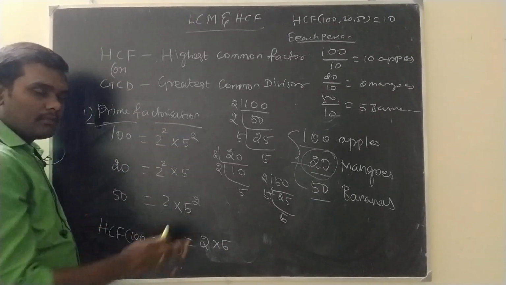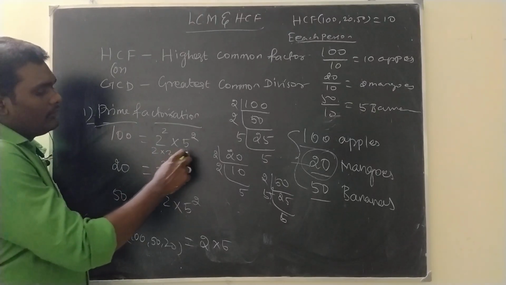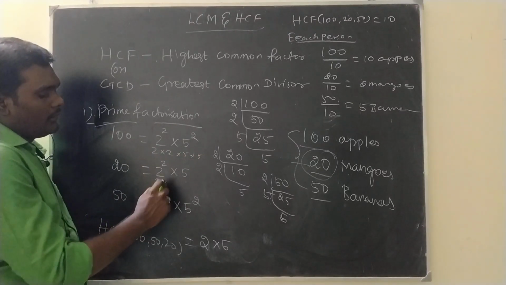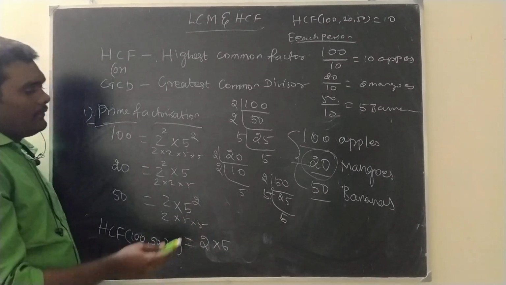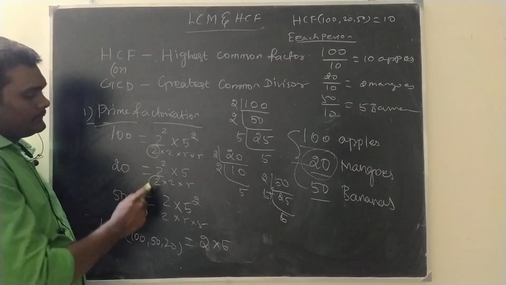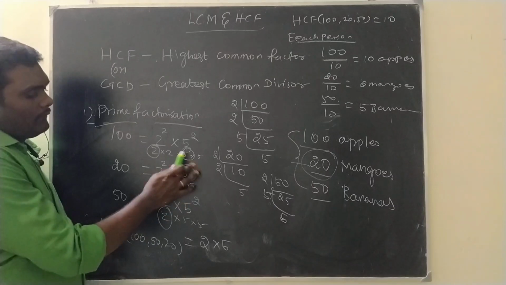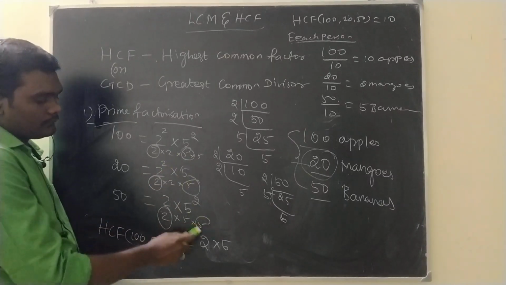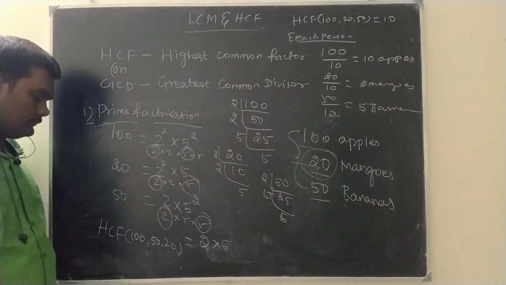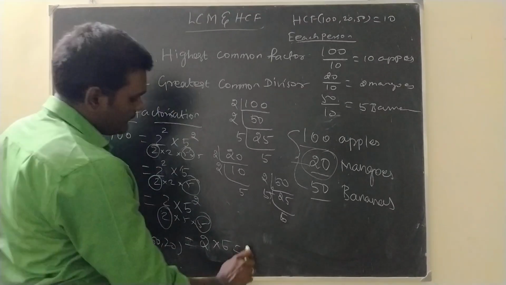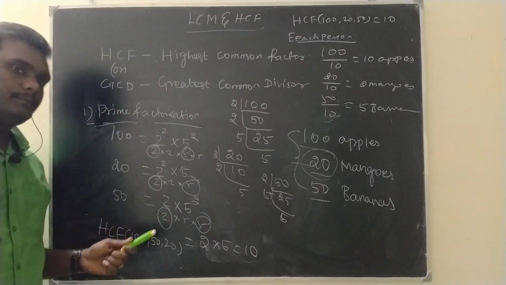If you are getting confused, we can write this like 2 into 2 into 5 into 5. Here 2 into 2 into 5. Here 2 into 5 into 5. And we can mark what are all the common things. One 2 is common and one 5 is common. Other than that, nothing is common. Okay. So the HCF is 10. These are both ways.